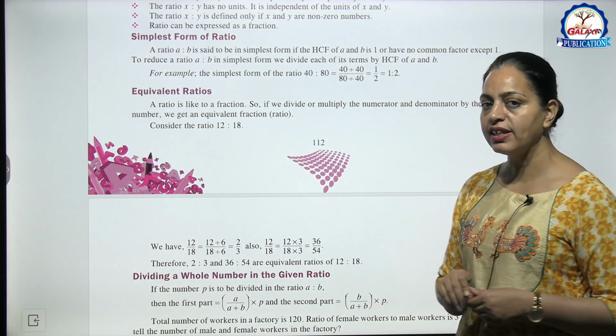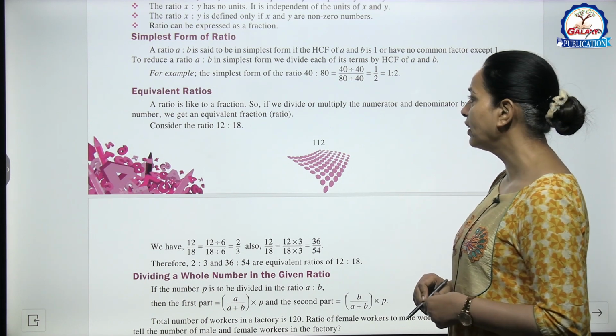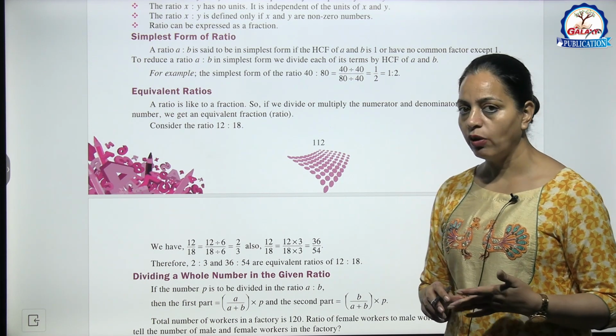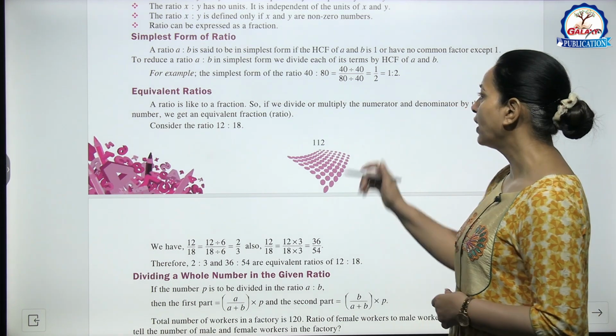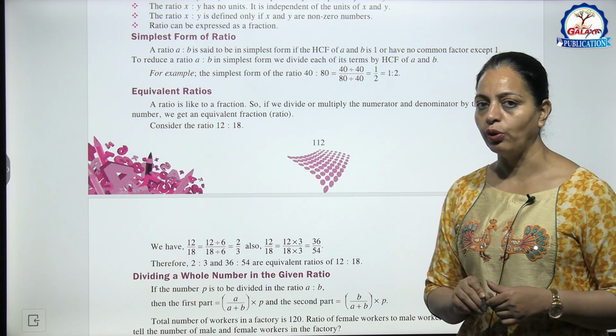40 upon 80, we can divide both by 4, okay, and both can be divided by 40, so that is 1:2, right?